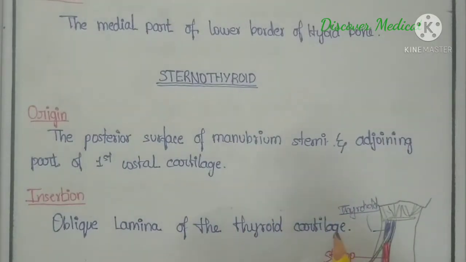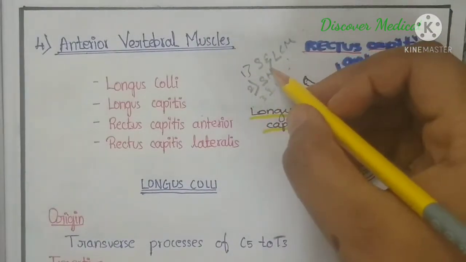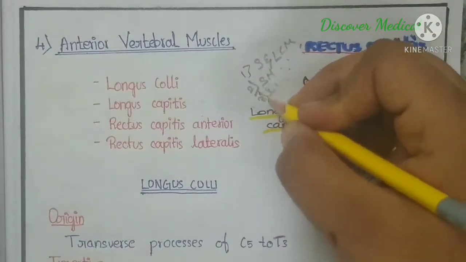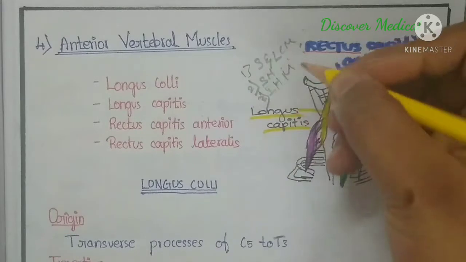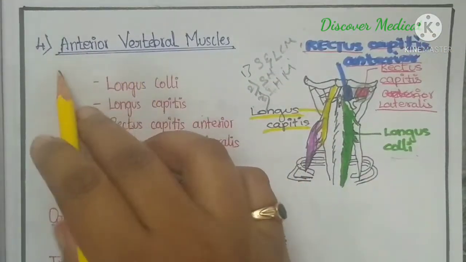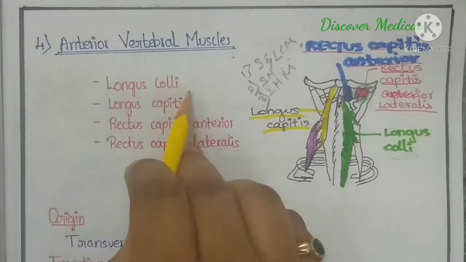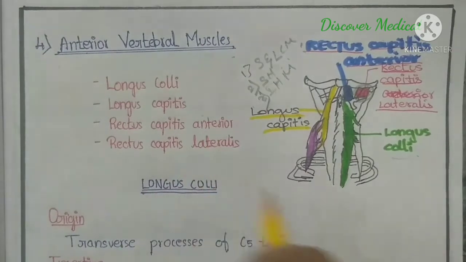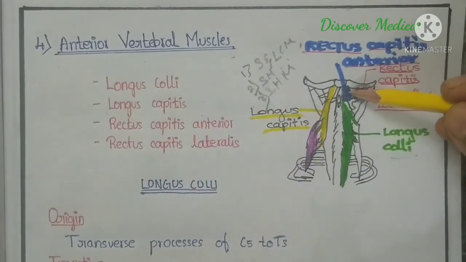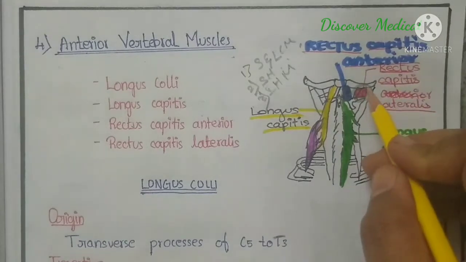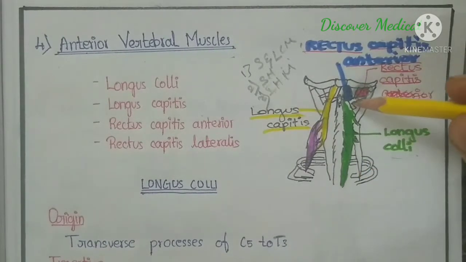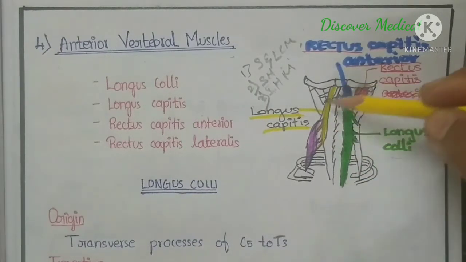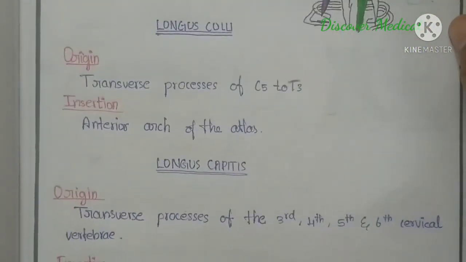Firstly, we saw superficial and lateral cervical muscles. Secondly, we saw suprahyoid muscles. Thirdly, we saw infrahyoid muscles. Now fourth, we are going to see anterior vertebral muscles: longus colli, longus capitis, rectus capitis anterior, rectus capitis lateralis. You can see in the diagram, rectus capitis anterior, this is lateralis, this one is longus colli, and this is longus capitis. Longus capitis. Now, longus colli.